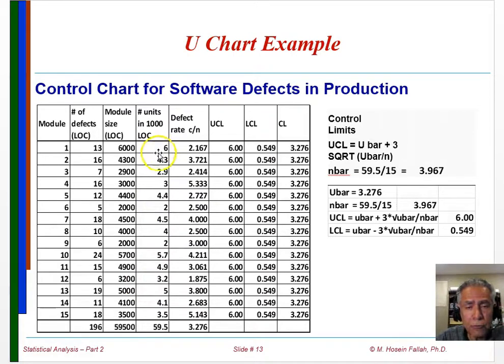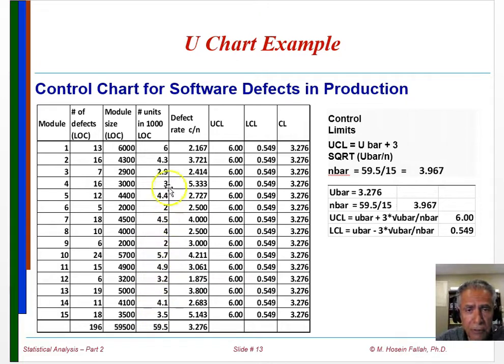To use the control chart, now we have to define a standard unit to measure all the modules by. So I'm going to define 1,000 lines of code to be the standard unit that I'm going to use. So the first module is 6,000 lines of code, so it is 6 standard units. This is 4,300, that's 4.3, 2,900, and so forth.